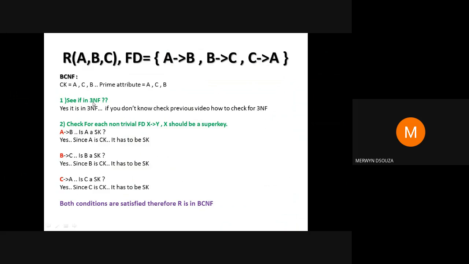First condition it satisfies: R is in third normal form. Second condition also it satisfies: for its non-trivial functional dependencies X determines Y, X is a super key. So both conditions are satisfied. Therefore, R is in BCNF. Students, please remember, here I have not solved and checked whether R is in 3NF. You will have to solve and check that R is in 3NF. You have to prove that R is in 3NF, and then only you can go to the second step.